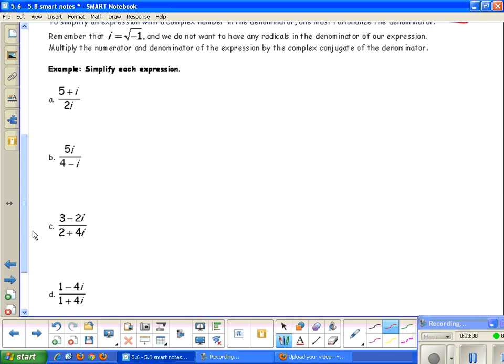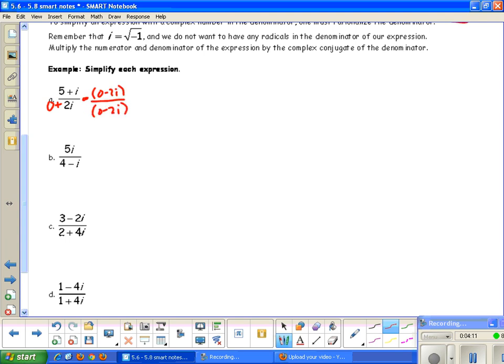So if you look at a, for this first one, we have 5 plus i over 2i. So that means I need to get rid of that 2i in my denominator. Notice it's just one term, it's not two, so it's not like I'm multiplying by a binomial. If it helps and you want to multiply it by the conjugate, you could do 0 plus 2i, so the conjugate of that would be negative 2i, so we could do it that way. So this would be multiplying by 0 minus 2i, or just negative 2i.